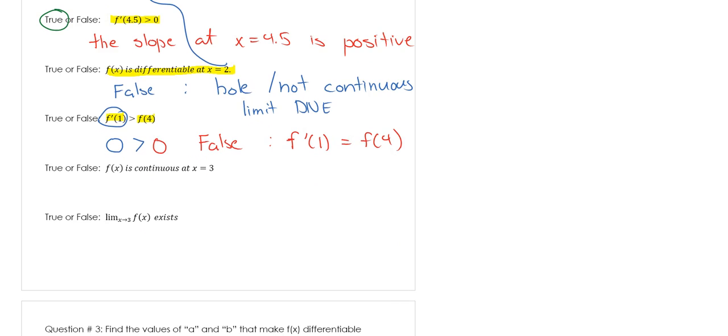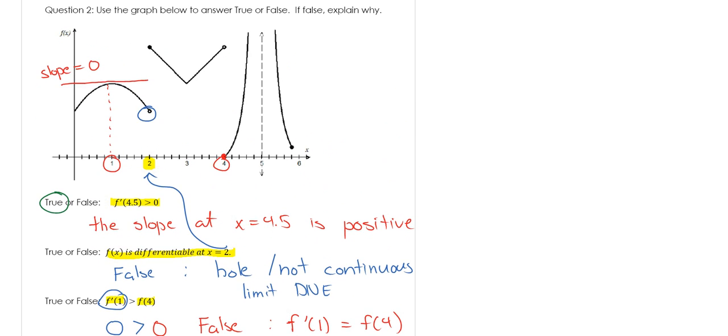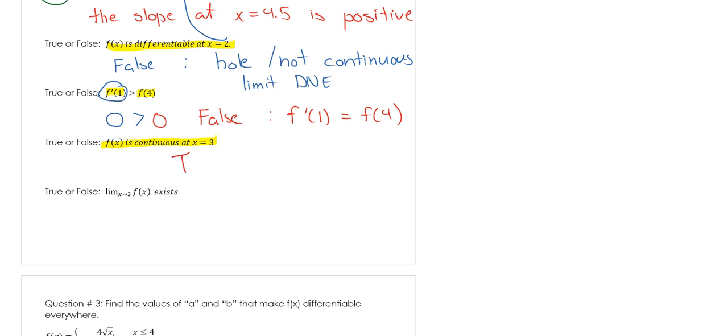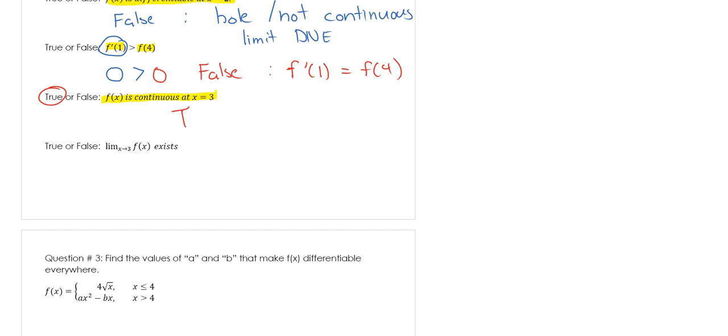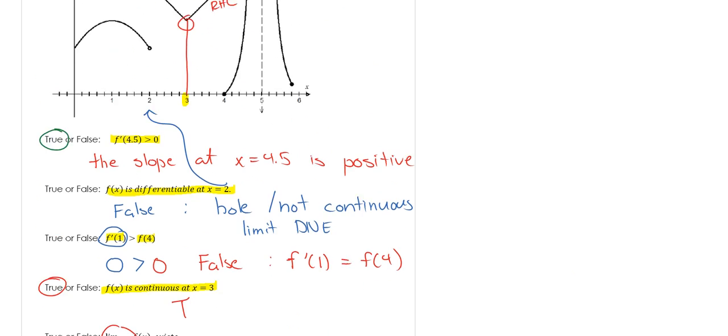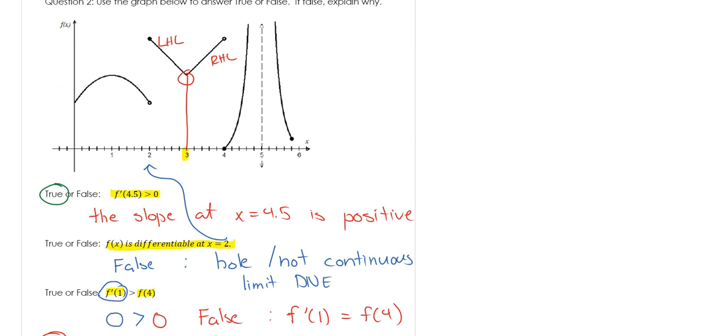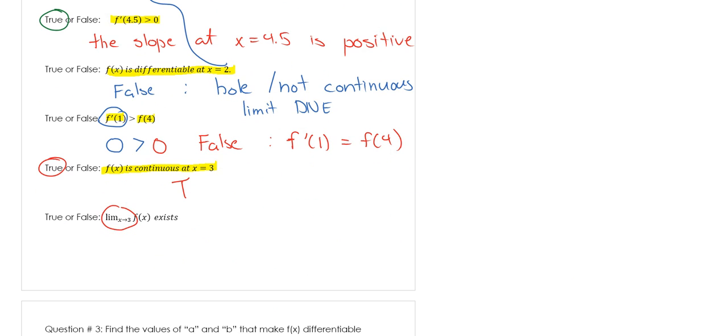All right, the next part, true or false. F of x is continuous at x equals 3. All right, going back to my graph here, here is x equals 3. Okay, so here is x equals 3, and if I go straight up, are you continuous at that point? Well, the left-hand limit and the right-hand limit equal each other, so yes, this will be true. And for the last question, true or false, the limit as x approaches 3 exists. Okay, since my left-hand limit and my right-hand limit are equal to each other, yes, this would also be true.